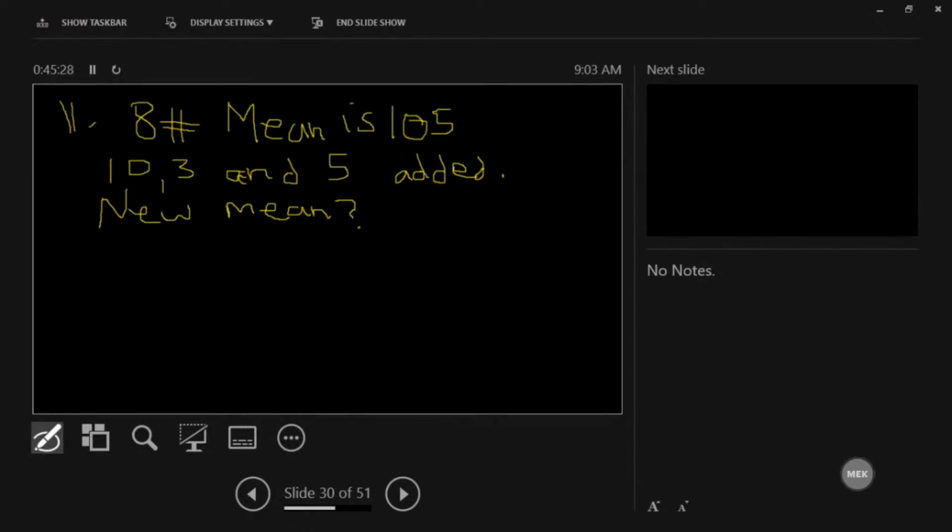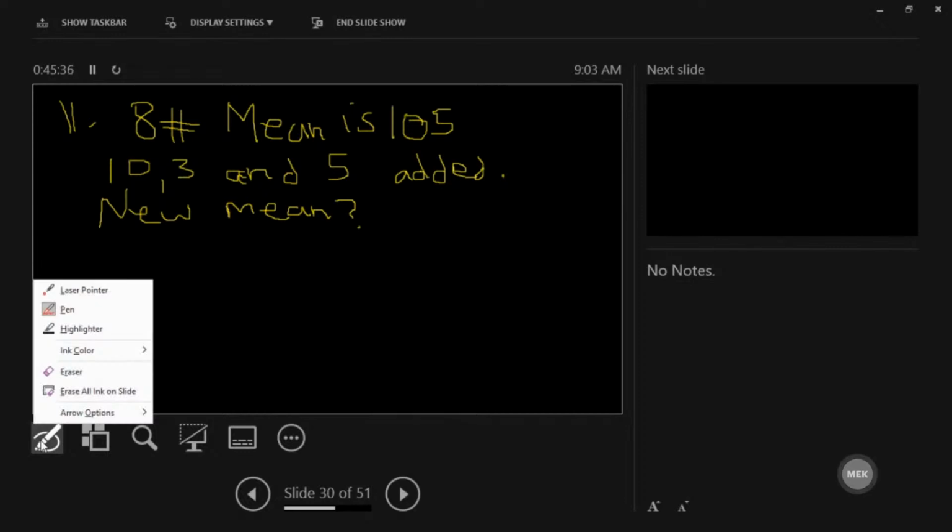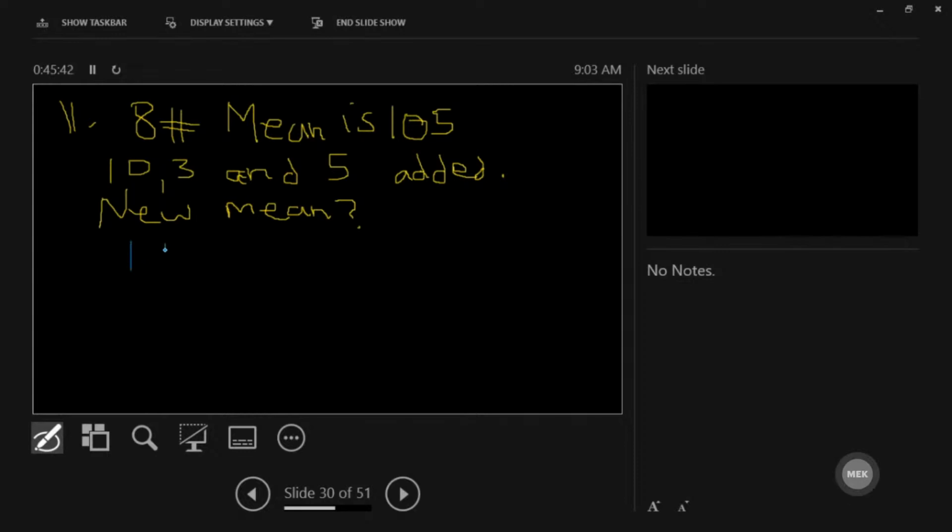So remember, okay, so that was a step. So let's do like what we just did, right? So we are told the mean. We know the mean, we know how many numbers. So the total of the 8 numbers. It's 8 numbers and the mean is 105. So the total would be the mean times the 8. 8 5s 40 and 8 1s 8. All right, so 840 was the total.